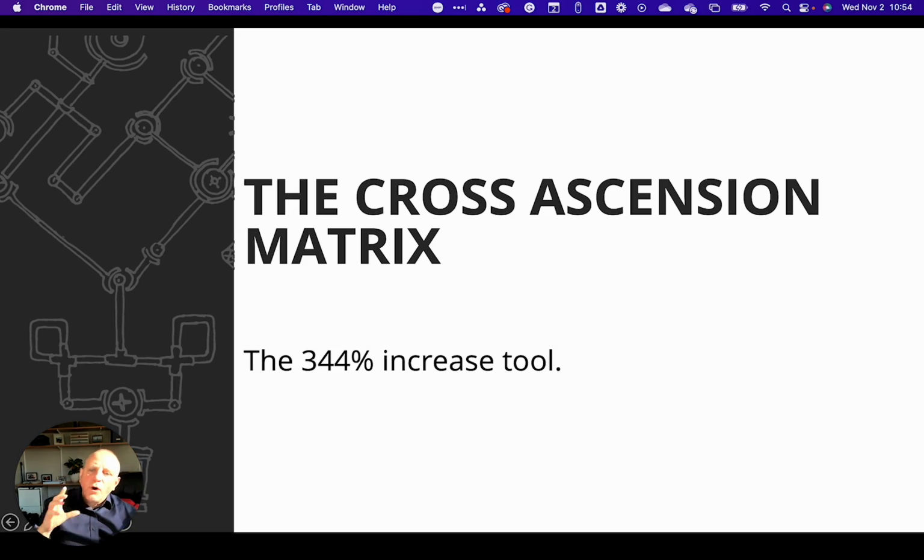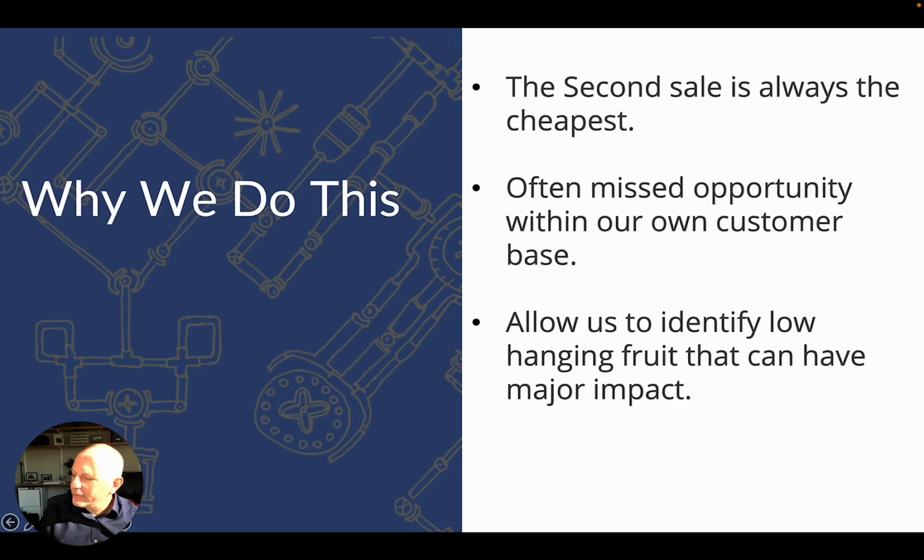So, why we use this cross Ascension tool is it's all about average customer value, right? The second sale is always the cheapest. If you've already sold somebody and they already appreciate what you're doing, they already love you, it's a lot easier to get that second sale. There's all that work that you have to go through: awareness, engagement, subscription, conversion, excitement to get them to buy. And now we're just talking about ascending the ladder, getting them interested in what you're doing.